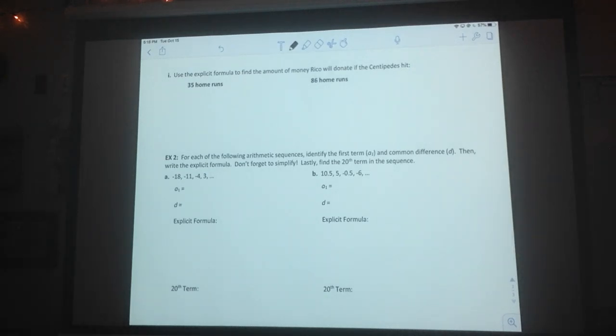It says, use the explicit formula to find the amount of money Rico will donate if the Centipedes hit, this time, 35 home runs. So at 35 home runs, what term am I looking for? If you said 36th, you are right. So I know my A1 still is 125. My d is equal to 18 still. We haven't changed the scenario, right? And this time I'm looking for my 36th term because he's hit 35 home runs. But remember, we donated $125 without hitting a single home run.